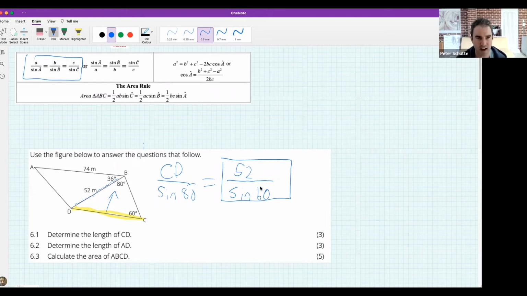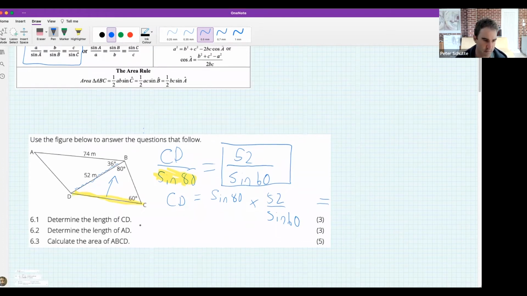So that's something called the sine rule, Awami, and it allows us to solve for unknown sides in any triangle if we've got the right combination of information. Now I'm going to get CD all by itself by moving the sine of 80 to the other side. We multiply both sides by the sine of 80, and we get the sine of 80 times 52 over the sine of 60. And if you type that into your calculator, you should get, in fact, let me grab this bit down here.